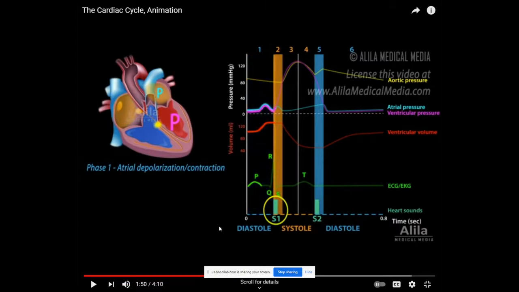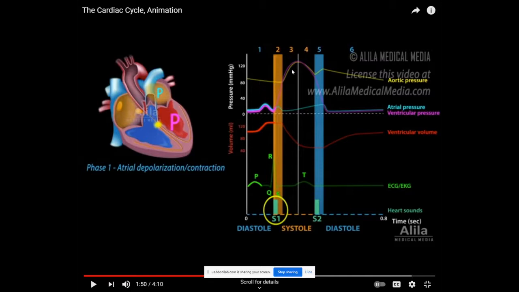That's the lub dub, okay? S1. Heart sounds, all right, or at least the normal physiological heart sounds are always closure of valves, okay? So the first one are the AV valves closing. What do you think S2 is going to be? That's the second heart sound. Well, the semilunar valves will close. Yeah, all right. So the first heart sound, AV valves closing. The second heart sound will be the semilunar valves closing, okay?